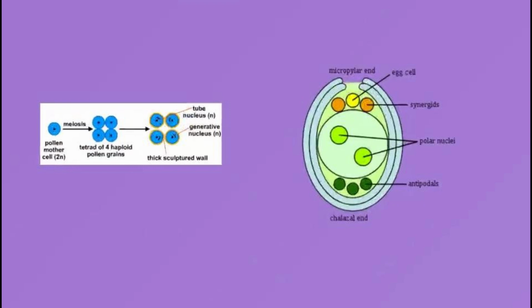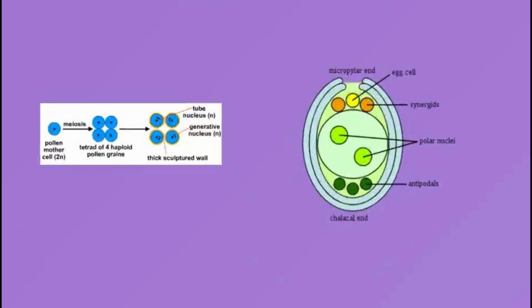So once again, diploid mother cells in the anther undergo meiosis, and this forms 4 haploid microspores, is what we refer to it in flowering plants. Then these haploid microspores undergo mitosis to mature into pollen grains. And pollen grains consist of 2 nuclei. So this is where it gets a little bit more complicated. They have a generative nucleus and then a pollen tube nucleus. And there is also a protective coating.